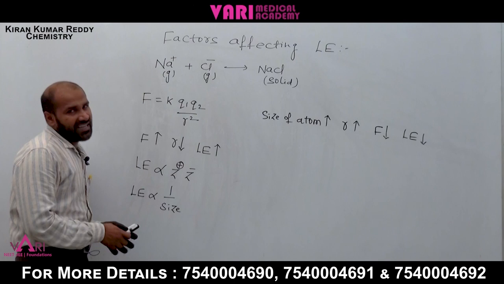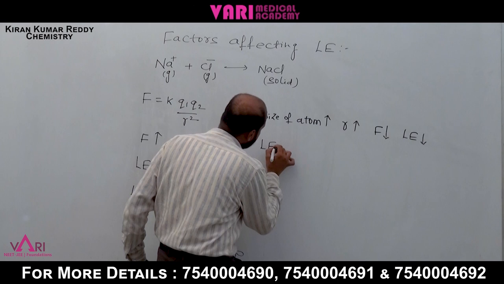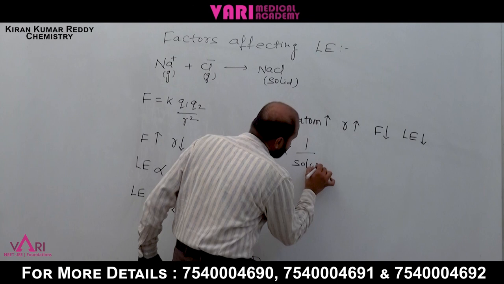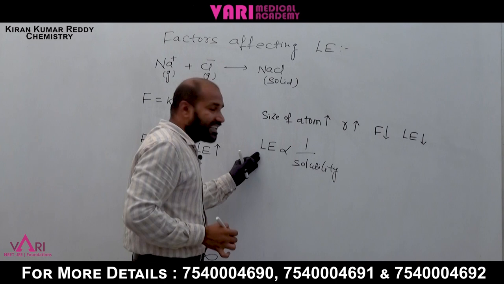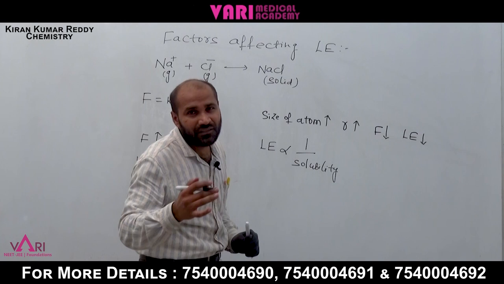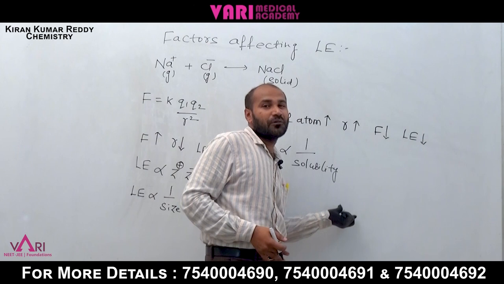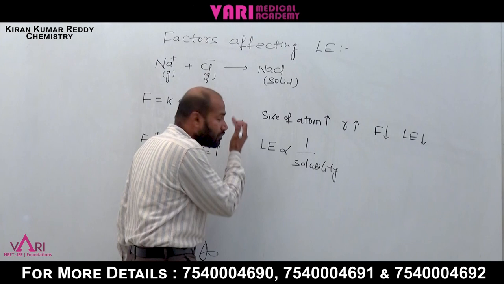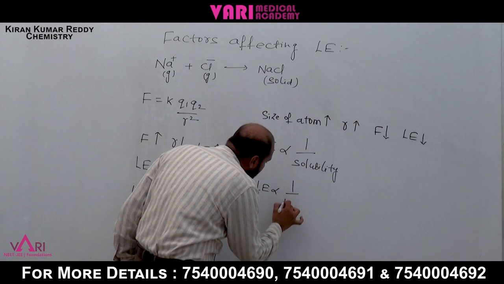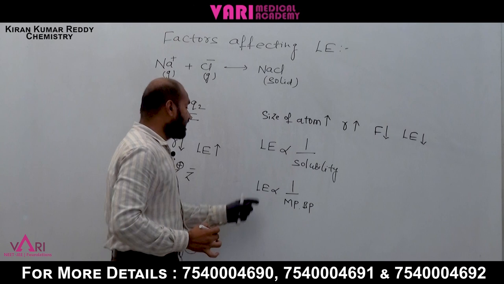Next, lattice energy is inversely proportional to solubility. If solubility increases, lattice energy decreases. Also remember, solubility means the amount of solute dissolved. More amount dissolved means more solubility. Less amount soluble means less solubility. Solubility is directly proportional to melting point and boiling point. Lattice energy is inversely proportional to melting point and boiling point also. More lattice energy means less melting point. If melting point is higher, lattice energy is less.